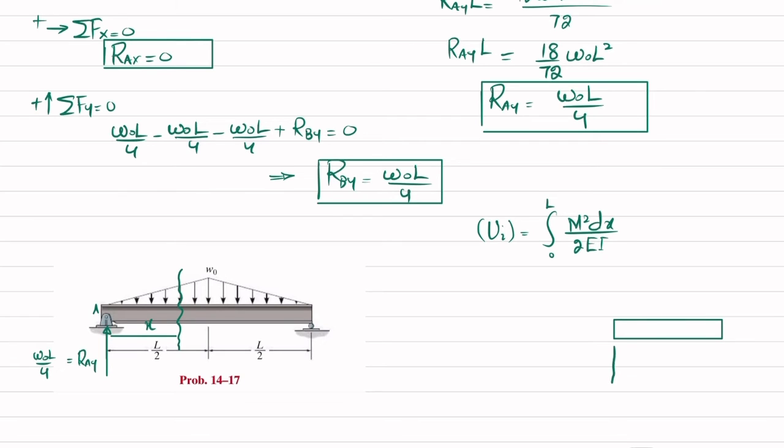You can see at this point we have RA, which is equal to W naught L over 4. The total distance where we cut the beam is x, and there is a triangular load of a magnitude which we will find. When you cut it, you will have a shear force and a moment at this cut.